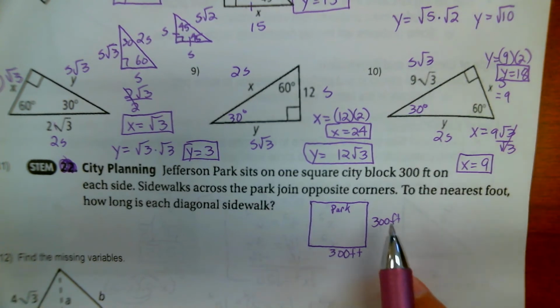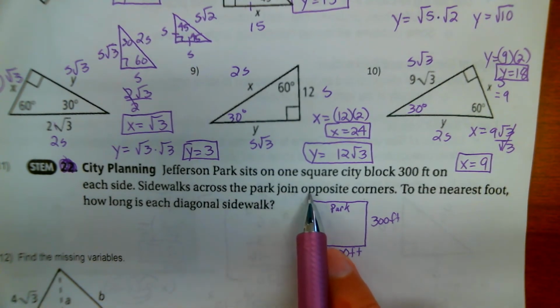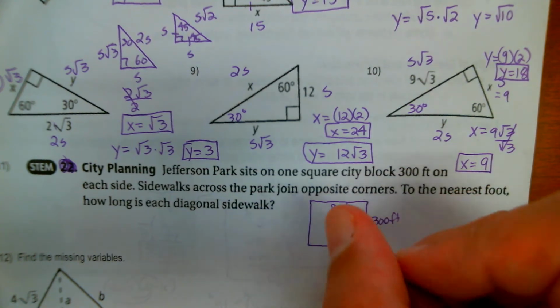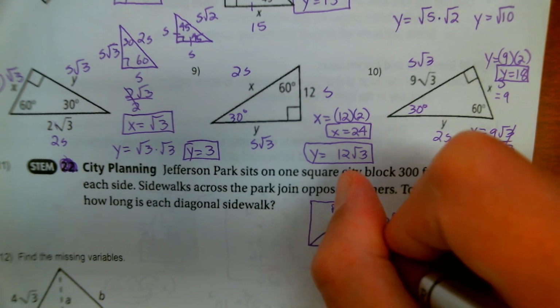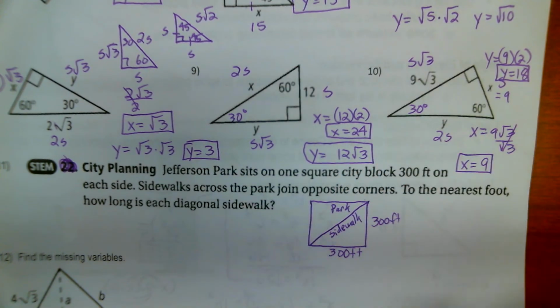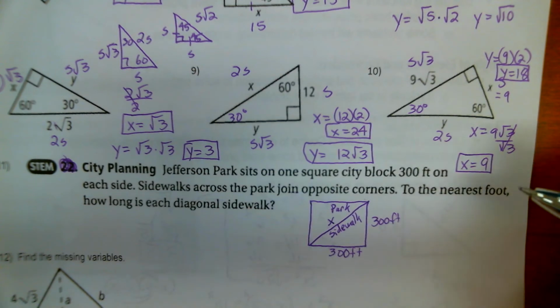Okay. And it says sidewalks across the park join opposite corners. Joining opposite corners. Okay, so the sidewalk does this. So the sidewalk cuts across the park. It says to the nearest foot, how long is each diagonal sidewalk? How long is this diagonal? All right, so that's our variable x.